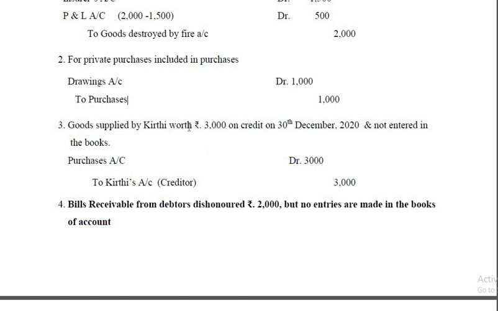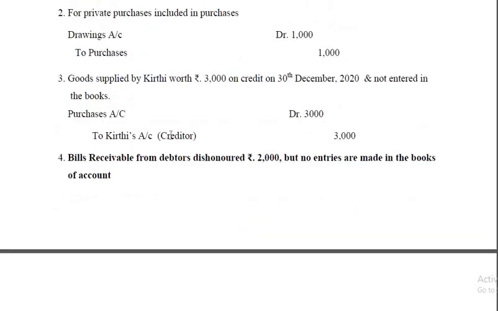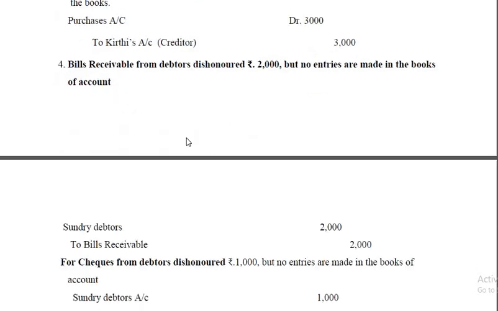Goods supplied by Kirti worth rupees 3,000 on credit on 30th September 2020 and not entered in the books. So it is nothing but purchase account debit to Kirti's account, and Kirti's account is included under sundry creditors. So purchase account is a debit balance. Further debit means it should be added. Kirti's account or sundry creditors account is a credit balance. Further credit means it should be added.